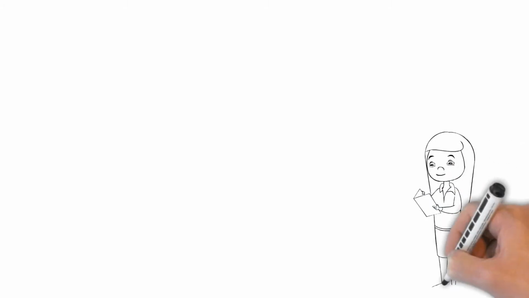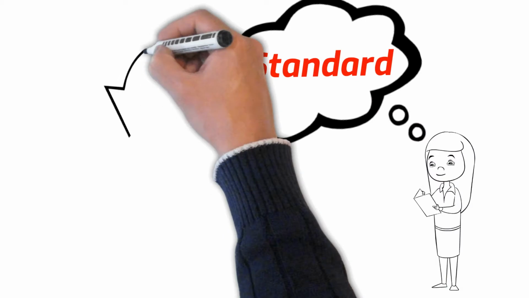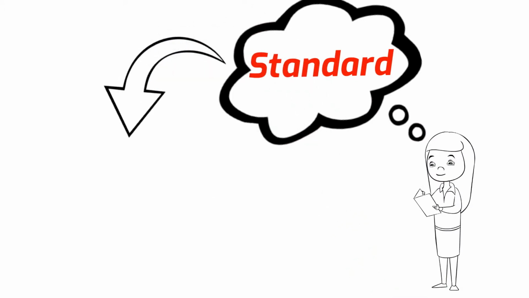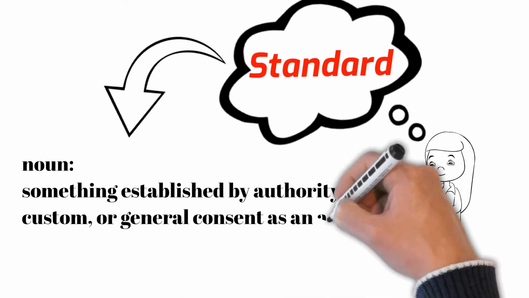Now you must be thinking, what about the word standard? By the English dictionary definition, the word standard means something approved by authority, custom, or general consent as an approved model or example to be followed.